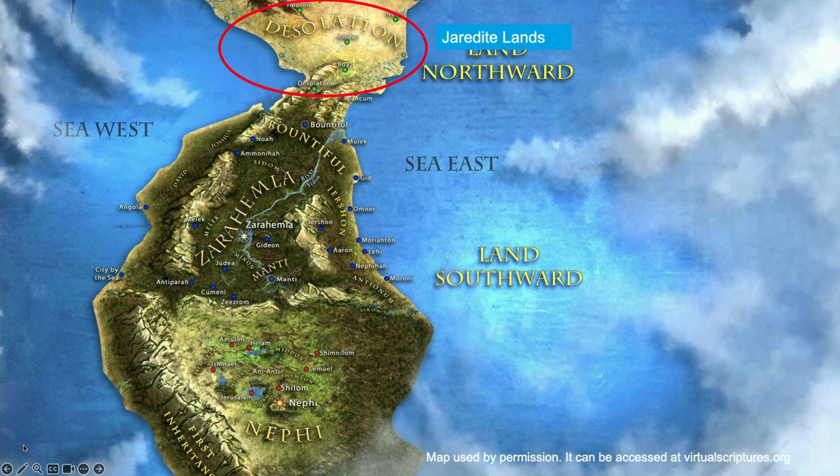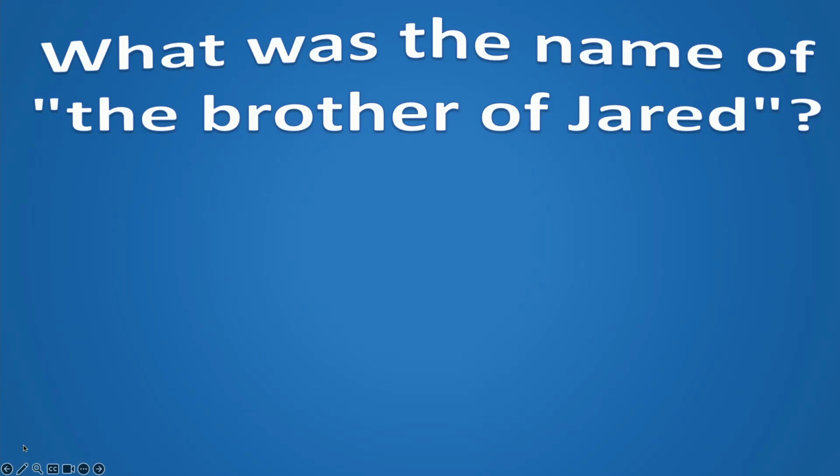As we jump into this, I would like to deal with a common question I get with this record: how come Moroni never tells us the name of the brother of Jared? Let's start with the name of the brother of Jared first, and then I'll explain maybe why it was difficult for him to write it on the record.